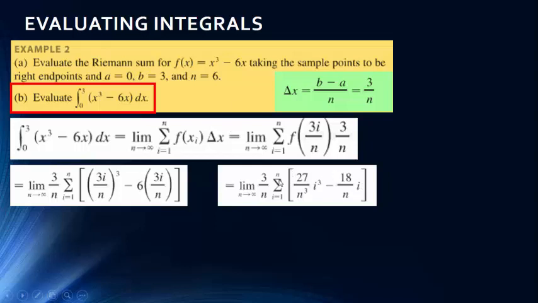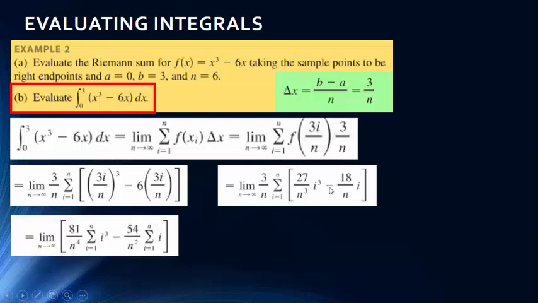Now, since I'm taking the summation of a difference, I can take the summation of each part. That's one of our rules. Just like a derivative, if I'm taking the derivative of something minus something, I can take the derivative of each part and subtract them. So I'm just going to write this separately. And notice what I've also done here is I've pulled the 27 over n cubed out in front. 27 times 3 is 81. n cubed times n is n to the 4th, times the summation of i cubed. Hey, that's great.